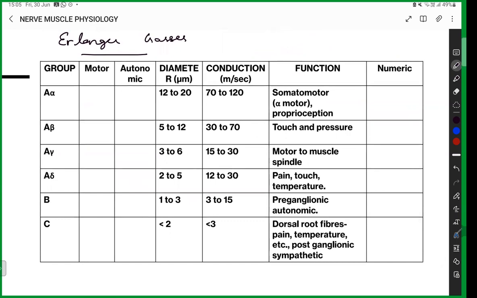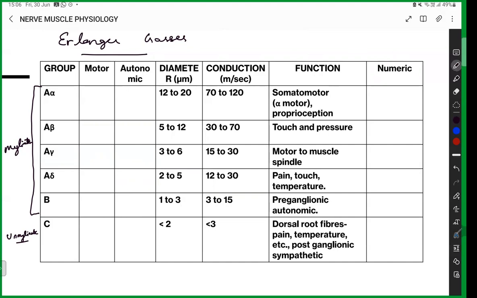Remember, from your A alpha to your B, everything is going to be myelinated, except your C, which is going to be unmyelinated. This is the first thing I want you all to remember. Once you know that, then you have to know the motor and sensory autonomic relationship.